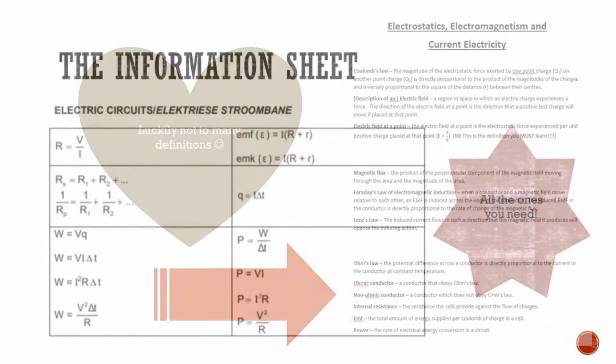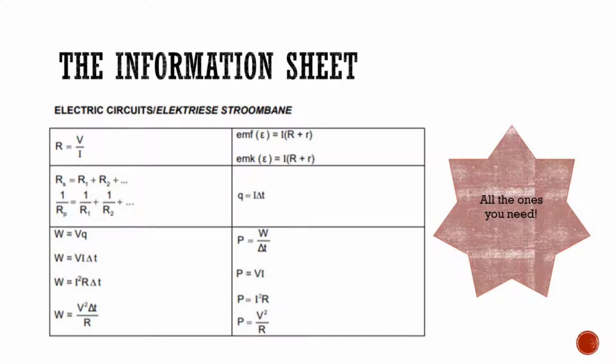If you look here, I've put the information sheet up. All your electricity definitions and equations are on the information sheet. This is actually the matric information sheet because it includes the EMF equations, but the grade 11 one looks pretty much exactly like this, just without the EMF definitions on it.